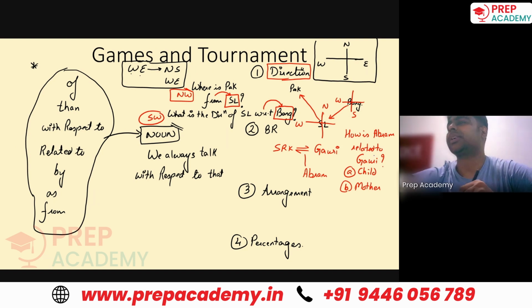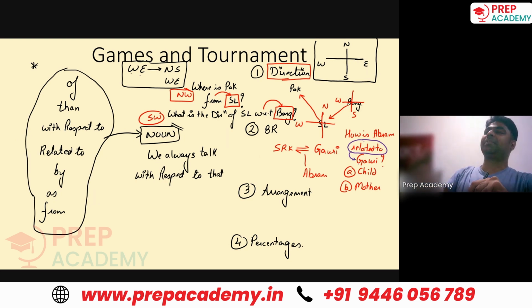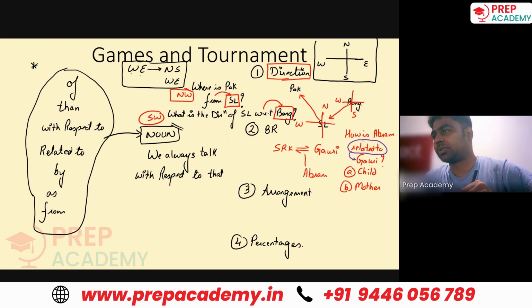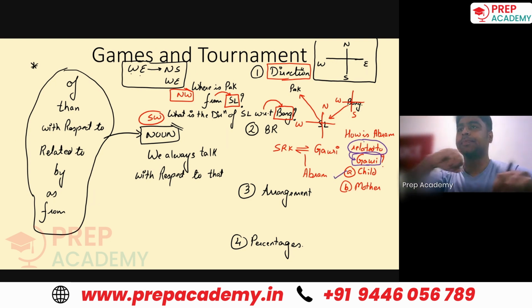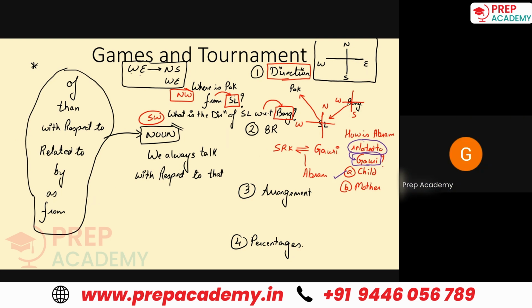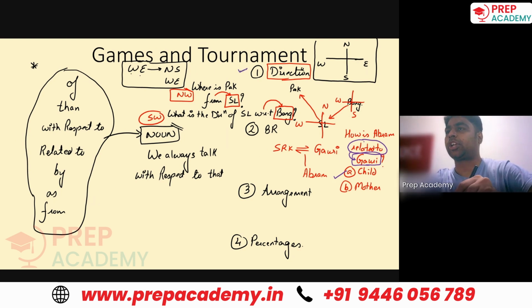Child. Okay. So after the words related to, whosoever comes, we will not sit on top of that person. But we will ask that person, what is your relation with the first noun? So we will ask Gauri, what is your relation with Abraham? Gauri would call Abraham her child. Clear? So in the chapter of direction sense, we sit on top of that person. In the chapter of blood relation, we ask that noun what we will call the first noun.